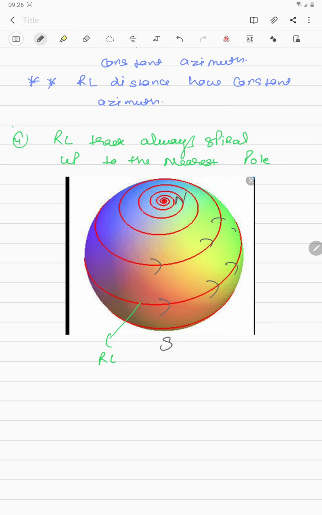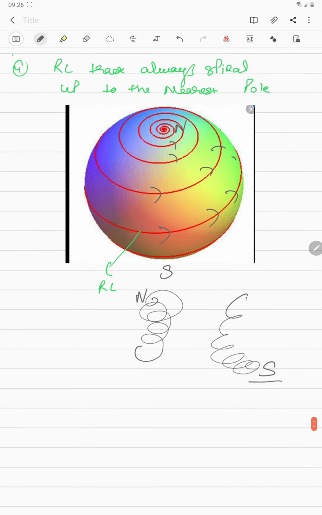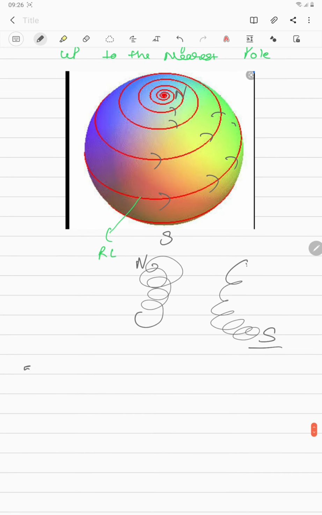So whatever your rhumb lines are, they will spiral up towards the nearest pole, either north or south. So that is the property of the rhumb line. Now let's move forward to the next point, guys. A very simple point: the equator is a great circle as well as a rhumb line. So this point is very simple.